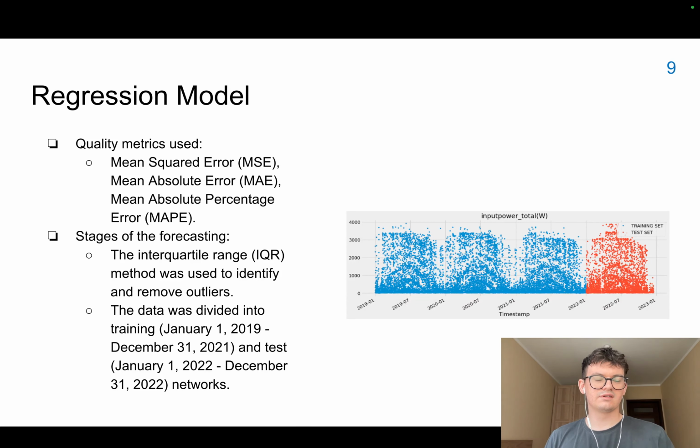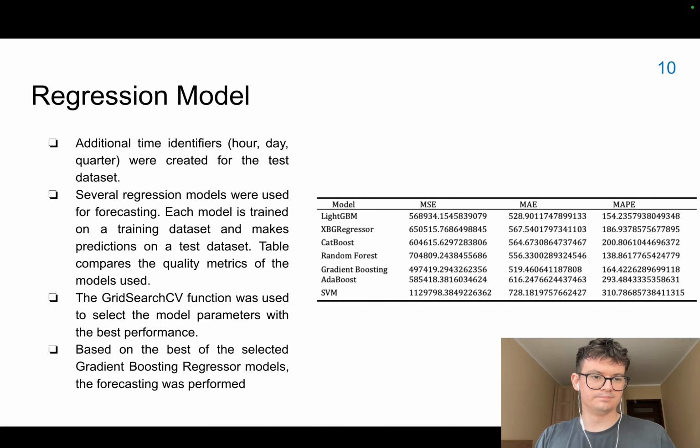To test our regression models, we used the metrics of mean squared error, mean absolute error, and mean absolute percentage error. The actual forecasting was built in multiple stages. Firstly, we used the interquartile range method to identify and remove the outliers. Then we split the data into training and test sets. As a training set, we used the data from the first 3 years, and as a test set we used the data from the last year.